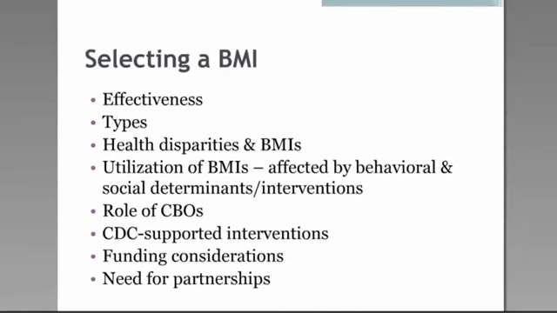So this section will address the following points in terms of a biomedical intervention: overall effectiveness, types, and we're going to talk a little bit about health disparities and how that relates to BMIs. Utilization of BMIs and how the utilization is affected by behavioral and social determinants and interventions, and the roles that CBOs can play in helping to increase access to biomedical interventions and reduce disparities. Then we'll talk about the CDC-supported interventions that have to do with BMIs, funding considerations, and finally the need for partnerships or service agreements with a variety of different kinds of organizations and agencies in one's community.